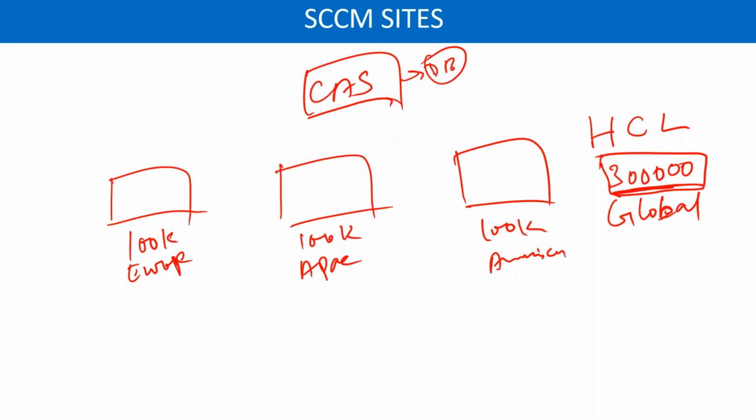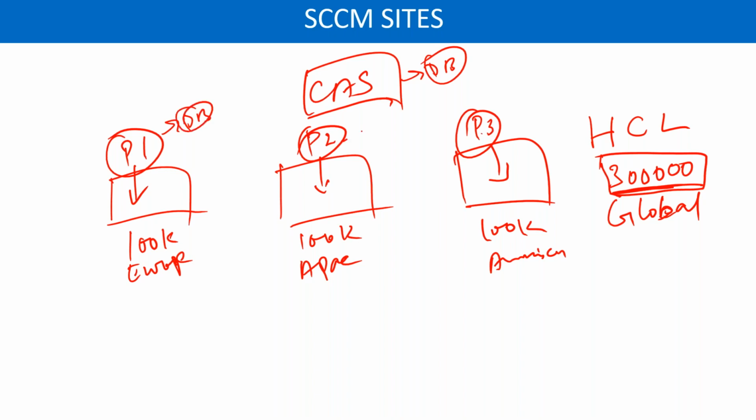So this will have primary site 1 to manage all the devices in Europe. This will have primary site 2 to manage devices in APAC, and primary site 3 to manage devices in Americas. And all will have a database, right? Yes. And they will point to this one. Clear? Clear.